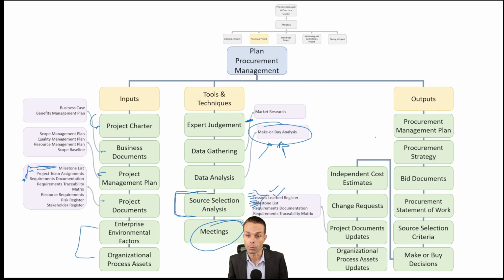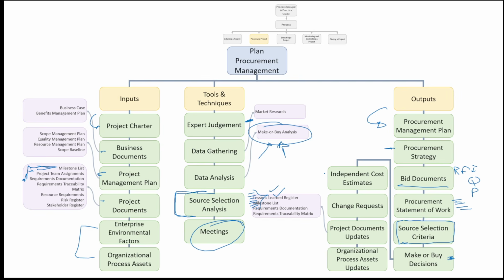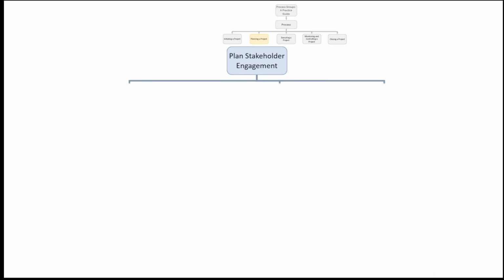Outputs are our procurement management plan, which is our procurement management process, exactly. The strategy for procurement, bid documents, so request for information, request for quote, request for proposal, procurement statement of work, so that's the list of items that we're delivering, source selection criteria, so how we're approving any vendors, make or buy decisions, independent cost estimates, so we have an idea if something is worthwhile or not, change requests, project document updates, and organizational process assets updates that we might come across.